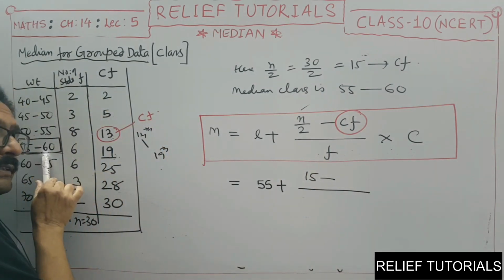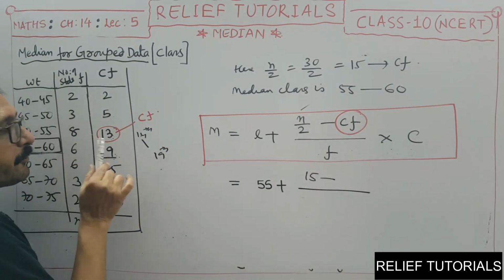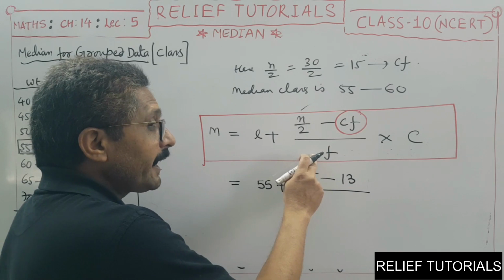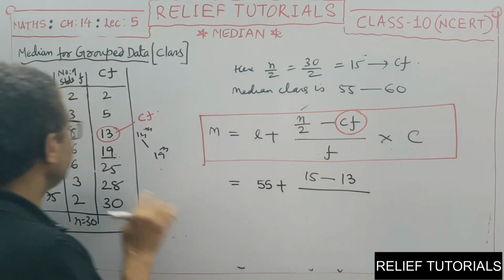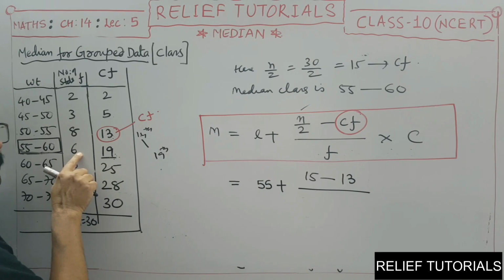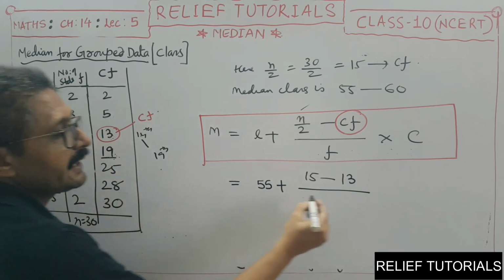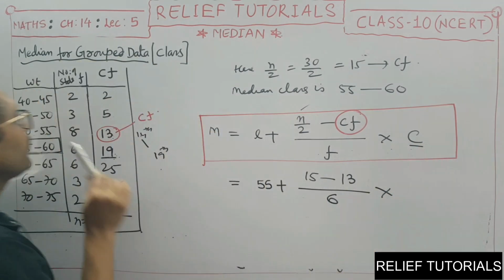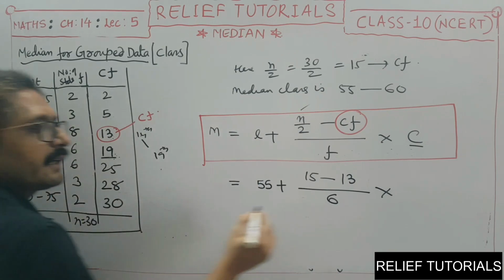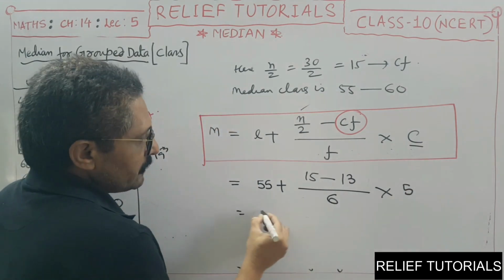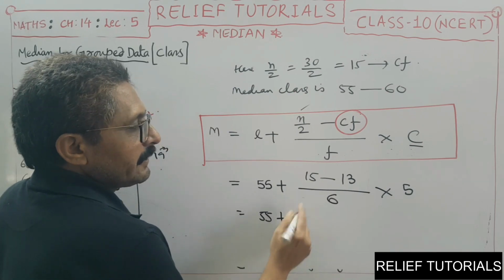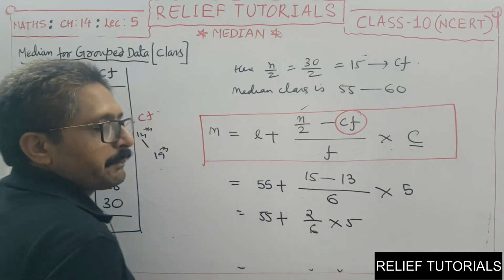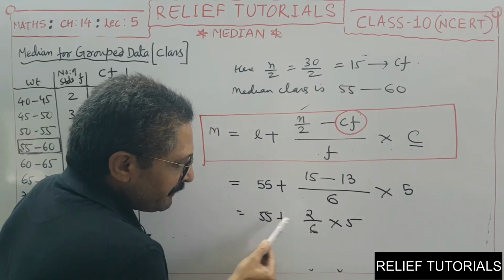CF माने क्यूमुलेटिव फ्रीक्वेंसी मीडियन क्लास की नहीं, उसके ऊपर की क्यूमुलेटिव फ्रीक्वेंसी कौन सी है, 13. सो यहाँ लिखेंगे हम minus 13. और अब लिखेंगे f क्या है, फ्रीक्वेंसी ऑफ मीडियन क्लास, नॉट क्यूमुलेटिव फ्रीक्वेंसी, सादी फ्रीक्वेंसी कितनी है, 6, इनटू क्लास लेंथ. मैंने बताया किस तरह क्लास लेंथ फाइंड आउट करेंगे. 45 minus 40 क्या है, 5. So 55 plus 15 minus 13, that is 2, out of 6 into 5.